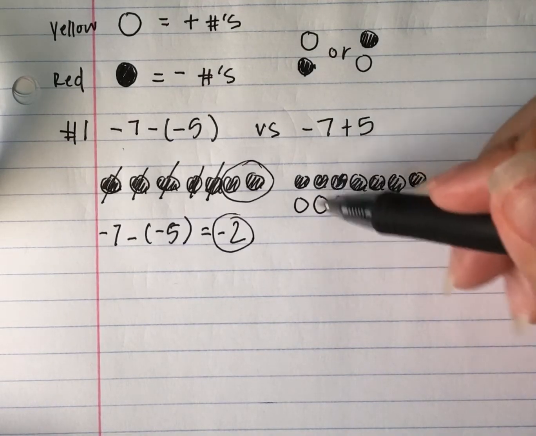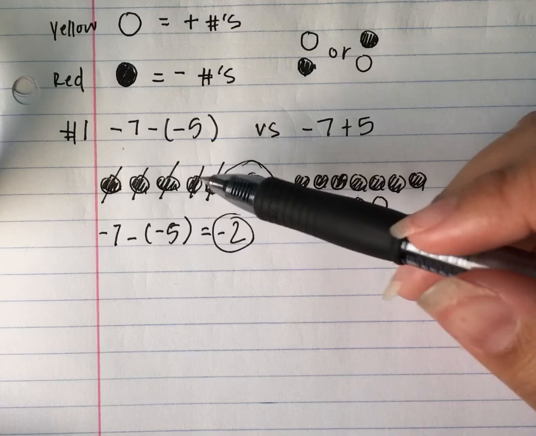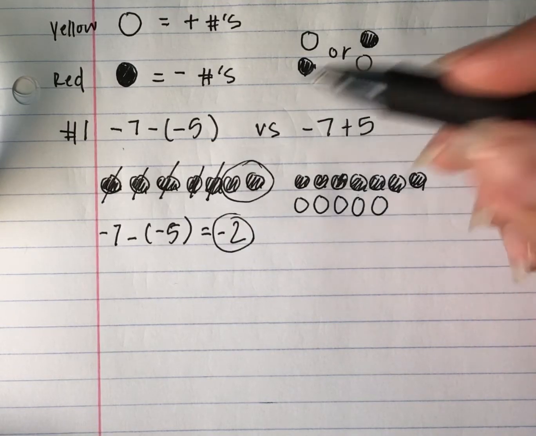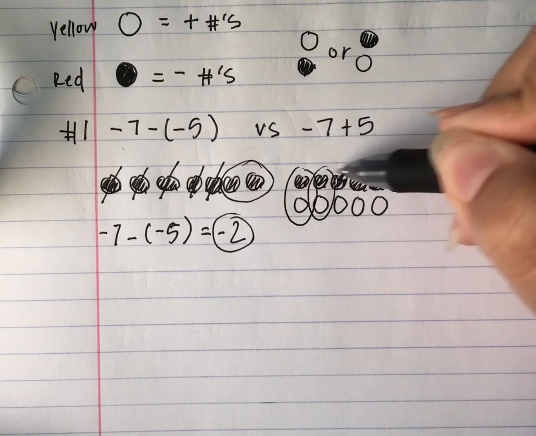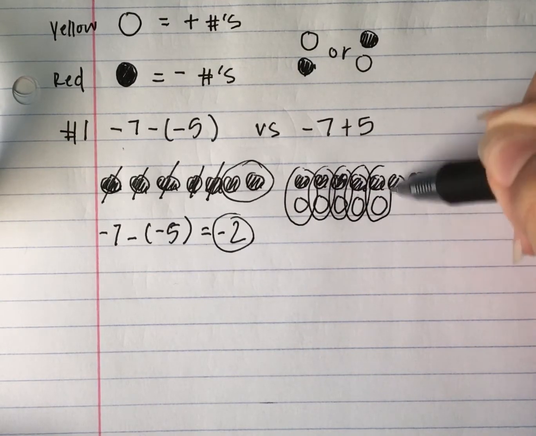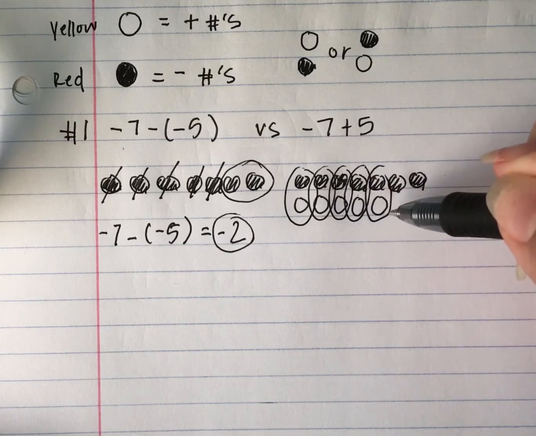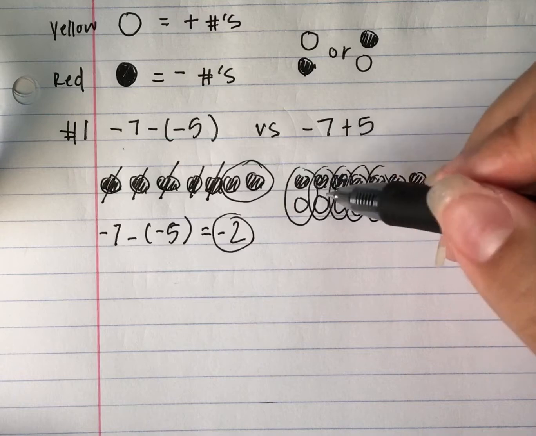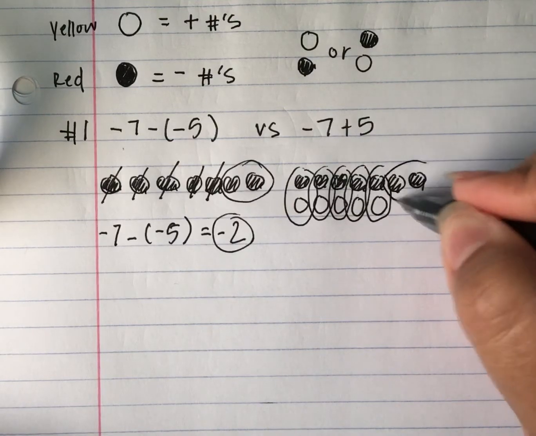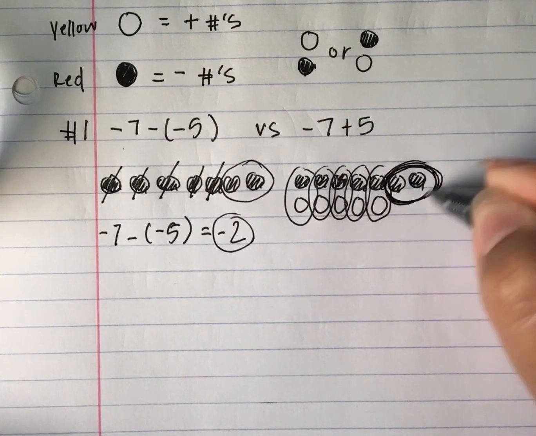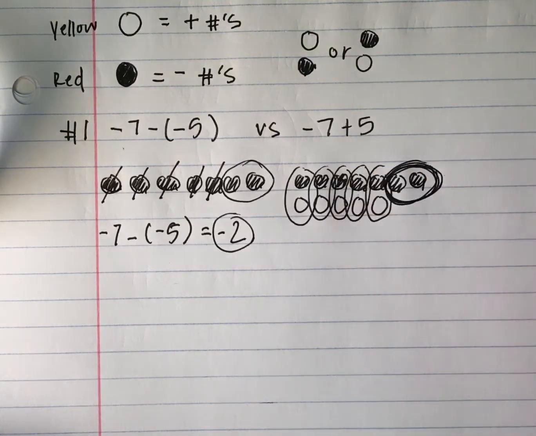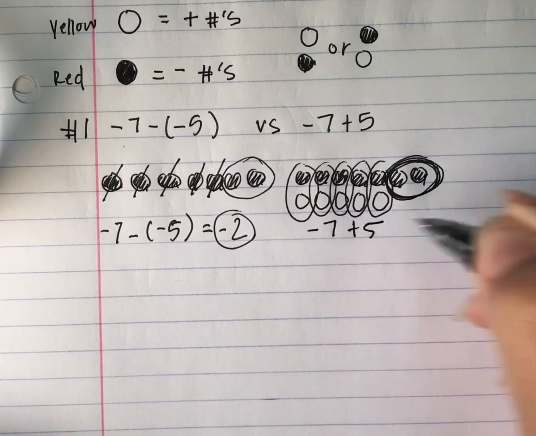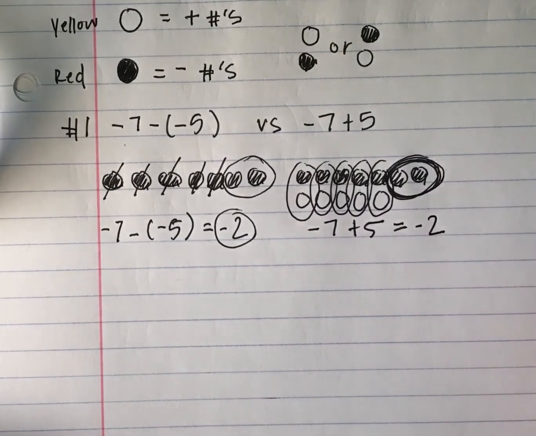And we're going to circle the pairs because we're not taking away, we're adding. So we're just going to circle the pairs that we see. There's 1, 2, 3, 4, 5. And that's when you added 5. Since these two are the only ones that aren't in groups, this will be your answer, because that's what's left and isn't in a group. So for this one, -7 plus 5 also equals -2.